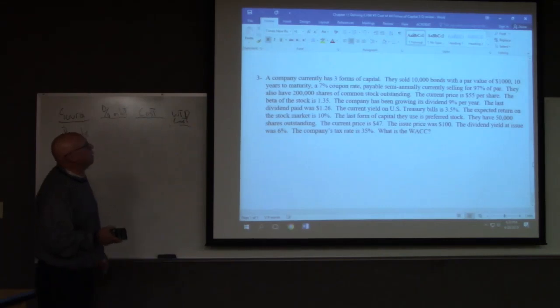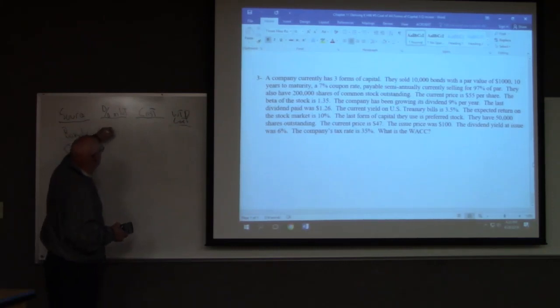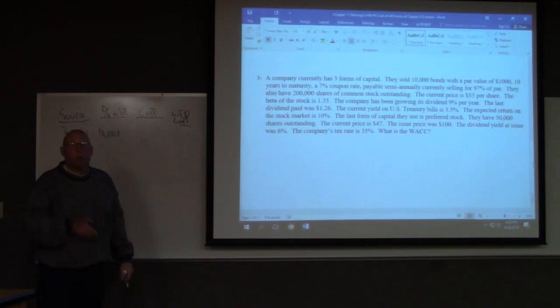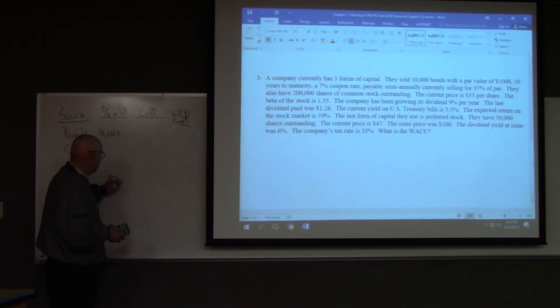Okay, so let's see what kind of capital we have. Three forms of capital: bonds, common stock, and preferred stock. Let's do the bonds. Let's do the weightings first. 10,000 bonds trading at 97% of par. That would be 0.97 times 1,000, which is $970.